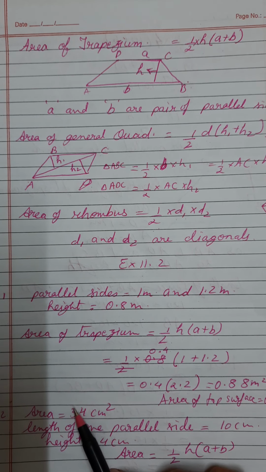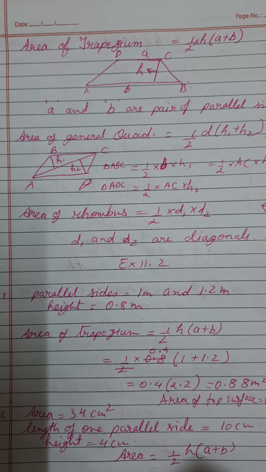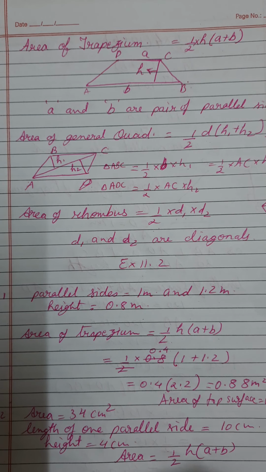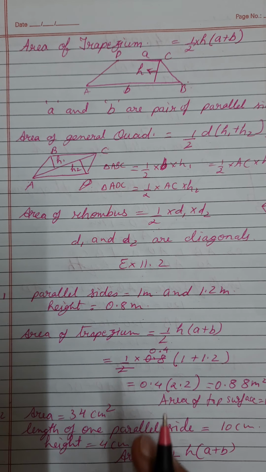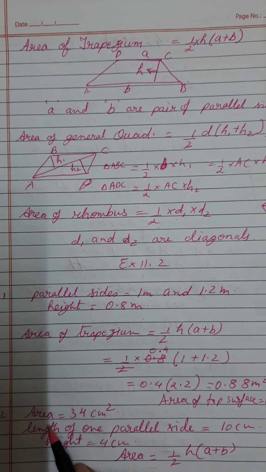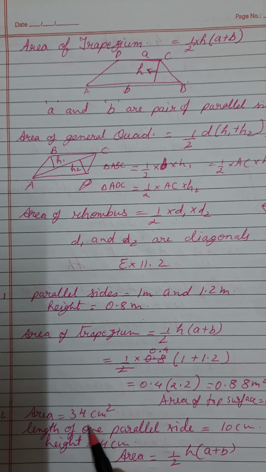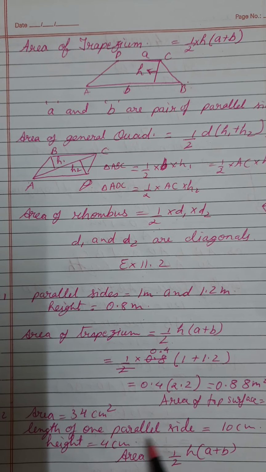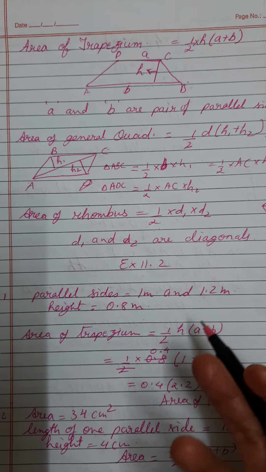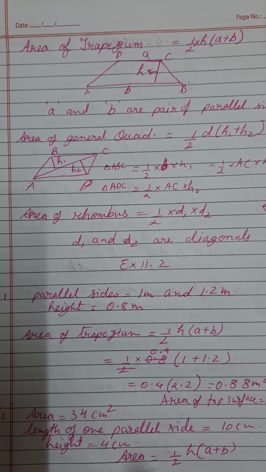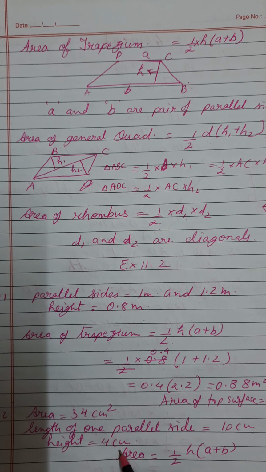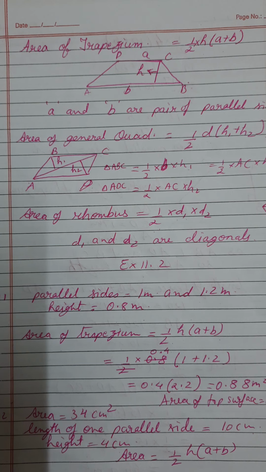As I told you, in a trapezium one pair of opposite sides are parallel. So here, whatever things are given, first you must write them. For example, what is given? The area of trapezium is 34 square centimeter. Length of one parallel side, it may be a or b, whatever it be, is 10 centimeter. Height is 4 centimeter. Now, what is the formula for the area of a trapezium?